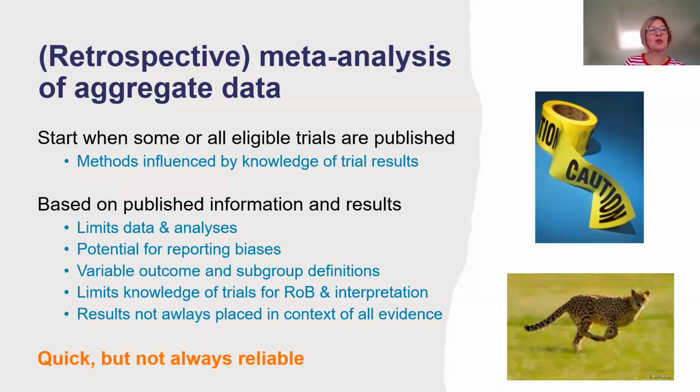And because we're not involved with the trialists who are doing these trials, we're relying on the protocols and the publications to give us knowledge of the trials, and that's sometimes unclear. It can make, for example, risk of bias assessments difficult, as well as interpretation of the final results. And I think if the focus is on published information, then the meta-analysis results aren't always placed in the context of all the available evidence. So though quick to do and often very good quality, they are not always as reliable as they could be, I think.